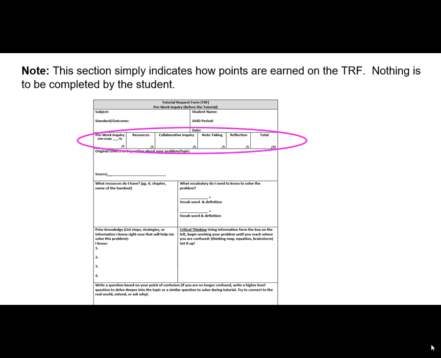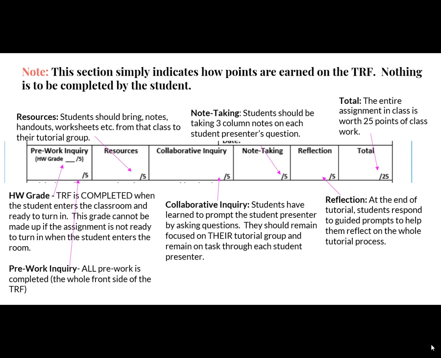This section is for grading purposes only. There's nothing to be completed there for students. Although this section is not to be completed by students, it's important to understand the breakdown of the grades for tutorial.